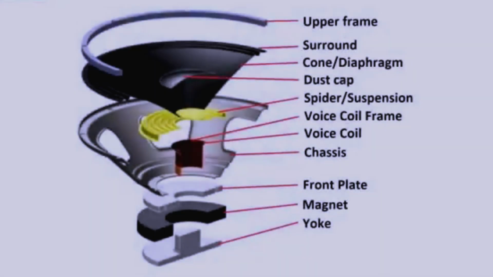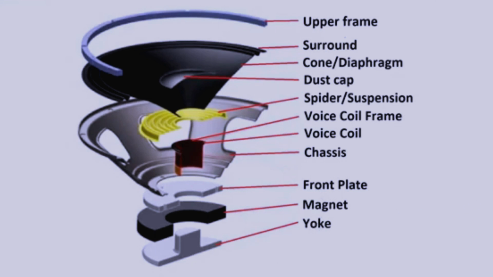Now let's talk about the composition of any speaker. It has an upper frame, usually from cardboard. It has the surround, which allows the cone to move freely and at the same time holds it. Then the cone, sometimes called the diaphragm, and the dust cap or cover, preventing dust and particles from reaching the voice coil and the magnet. The spider, sometimes called suspension, helps to hold the coil firm. Then we have the voice coil itself, the chassis or the house. Then we have the front plate, the magnet, and the yoke, constituting the whole magnet.